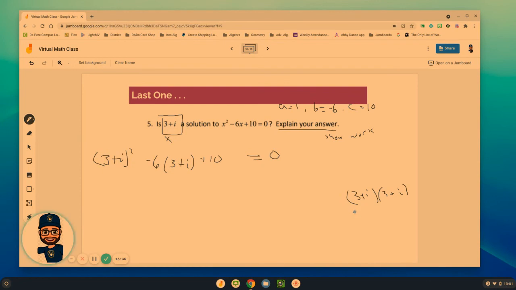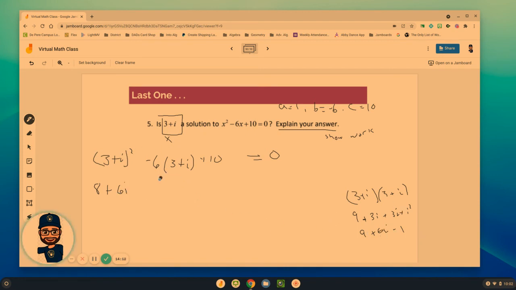3 times 3 is 9, plus 3 times i is 3i. i times 3 is plus 3i. i times i is i squared. So this chunk gives me 9 plus 6i minus 1, because the i squared changes to minus 1, or we are left with 8 plus 6i. 8 plus 6i from that whole thing.